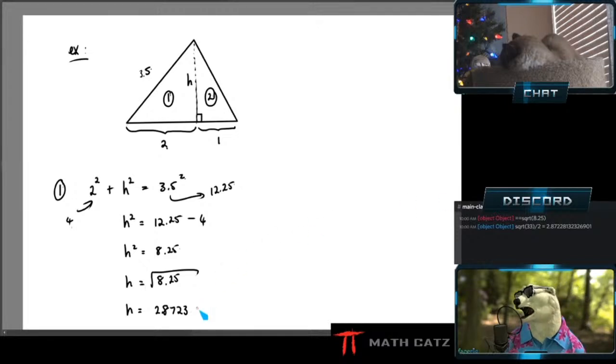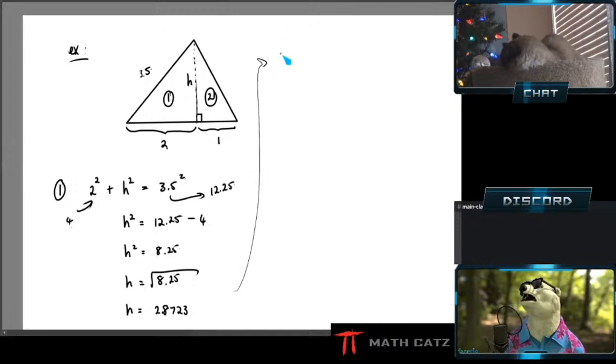If I need to use this h in a future calculation, we should use the accurate number, or at least a good number of decimals. Otherwise, we're going to chip into this accuracy without realizing it. Okay, so let's go up here so I can see everything. So now I have enough information for both triangles. I did need it for both.